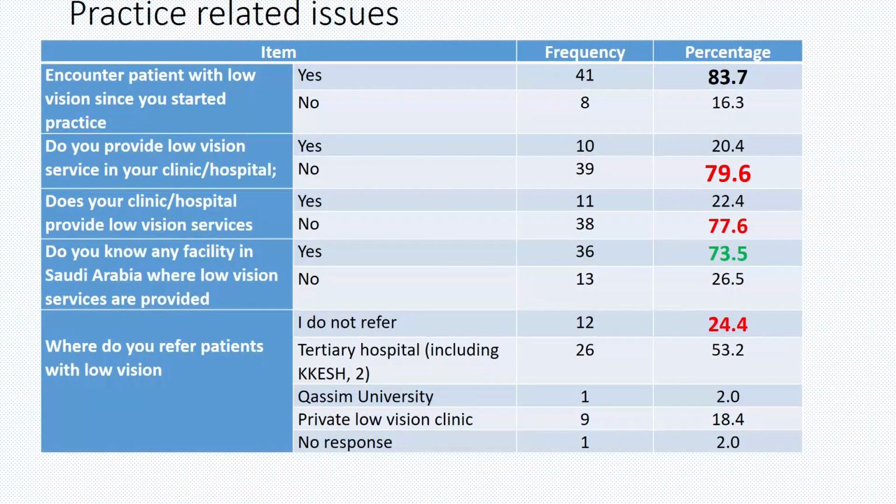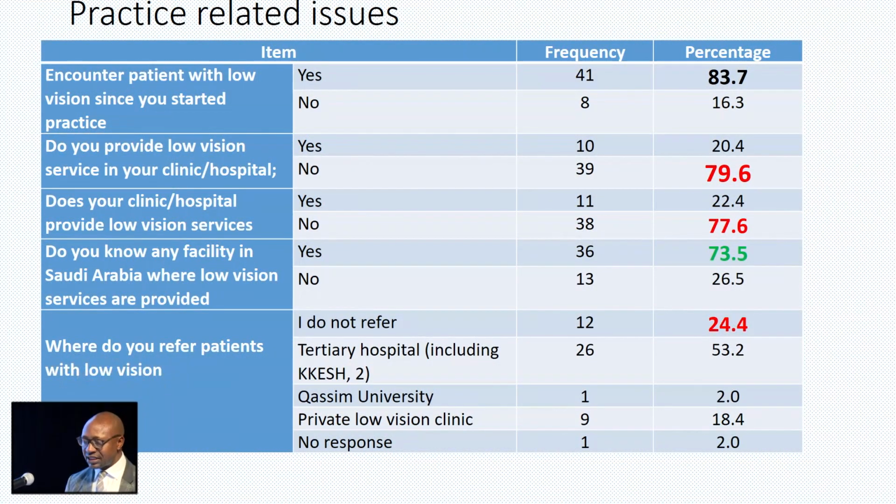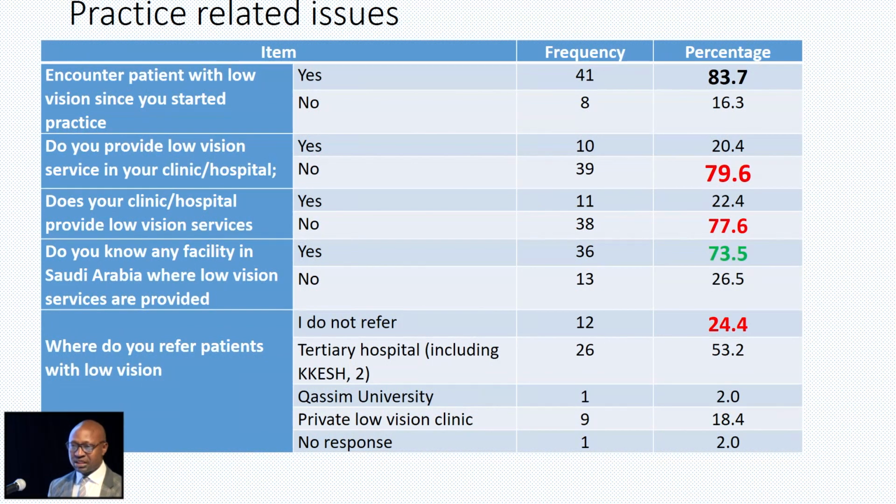Now, in terms of practice, over 80% of the respondents indicated that in the course of their practice years, they have encountered patients with low vision. And of these, again, almost 80% of them do not provide low vision service, which indicates that provision of low vision service in Saudi Arabia is quite low, and we need to do something about it. Who will do something about it? Not the patient. We, the practitioners, optometrists, need to do something about this poor service provision.